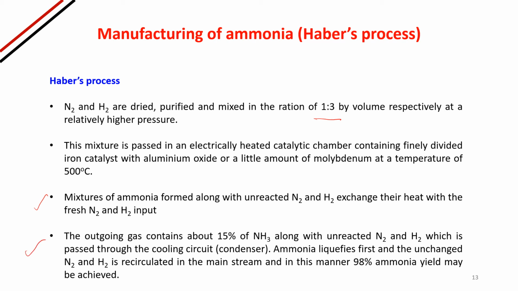The fourth one: the outgoing gas contains about 15% ammonia along with unreacted nitrogen and hydrogen, which is passed through the cooling circuit known as the condenser. Ammonia liquefies first and the unchanged nitrogen and hydrogen are recirculated in the main stream, and in this manner 98% ammonia yield may be achieved.